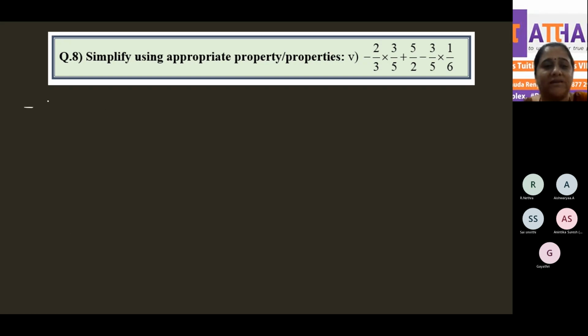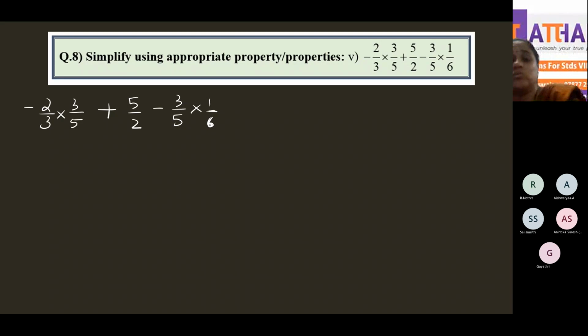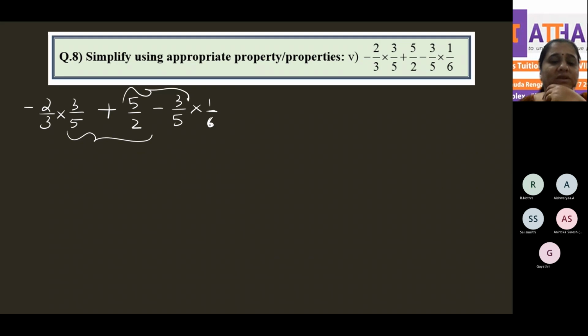So we have minus 2 by 3 into 3 by 5 plus 5 by 2 minus 3 by 5 into 1 by 6. Now see, you need to first understand which two make a pair. Is it 3 by 5 plus 5 by 2? Or is it 5 by 2 minus 3 by 5? Or is it minus 3 by 5 and 1 by 6? Which two make a pair?